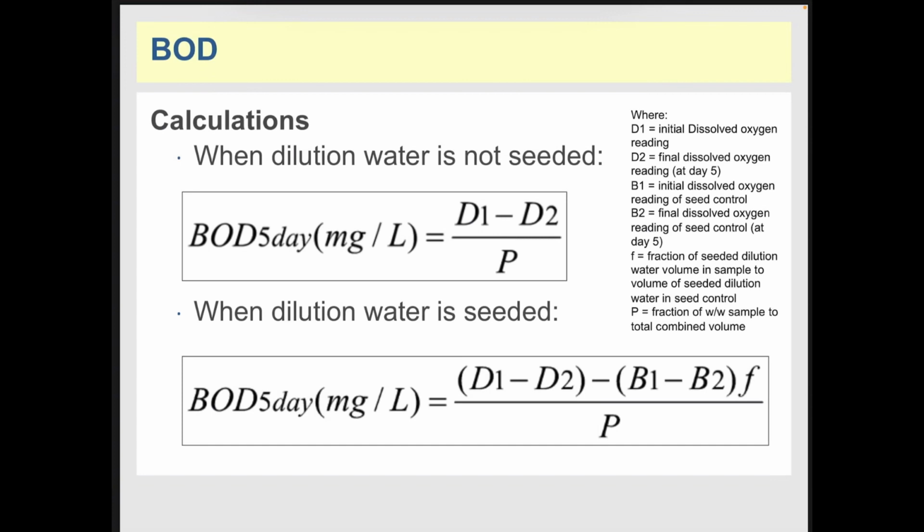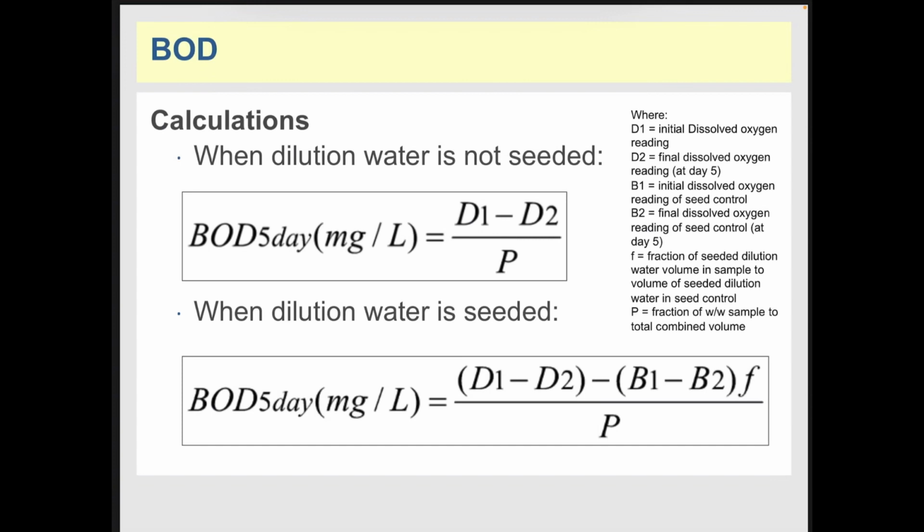the formula for the 5-day BOD is D1 minus D2 over P. D1 is the initial dissolved oxygen, while D2 is the final dissolved oxygen.